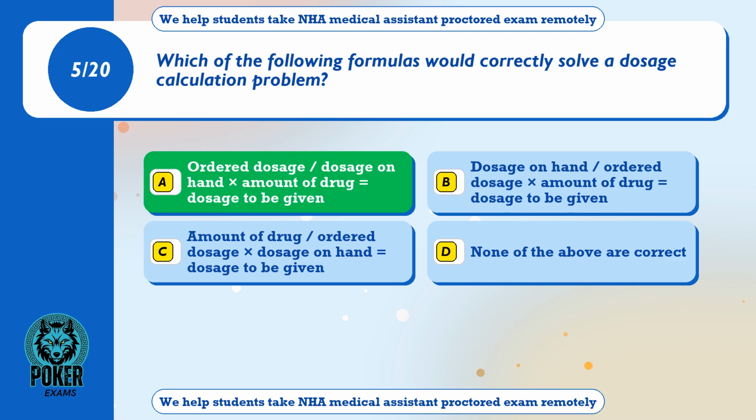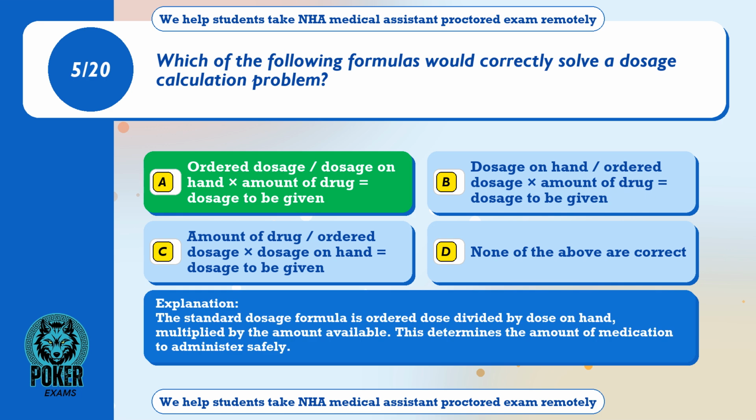The correct answer is option A, ordered dosage/dosage on hand times amount of drug equals dosage to be given. The standard dosage formula is ordered dose divided by dose on hand, multiplied by the amount available. This determines the amount of medication to administer safely.